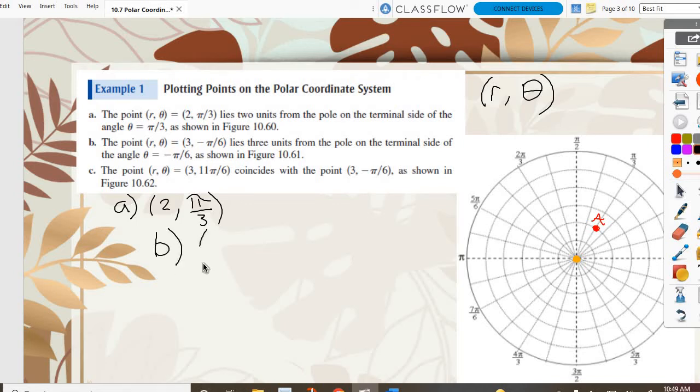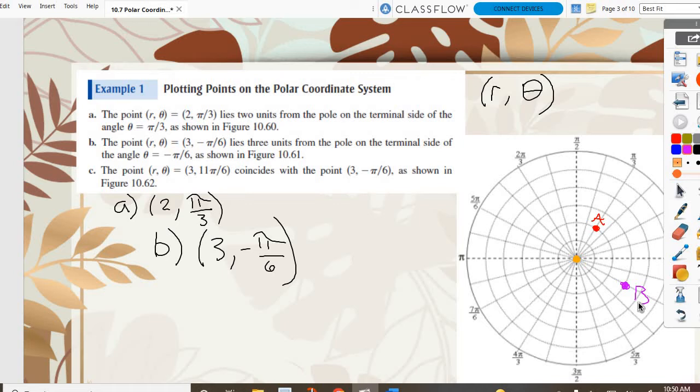So point B, they give us as 3 comma negative pi over 6. So where would that one be? I'm going to go out how far this time? 3. 1, 2, 3. But now, which direction are we going to go? The other one. We're going to go clockwise, yeah? And we would be at pi over 6 from my x, or polar axis.